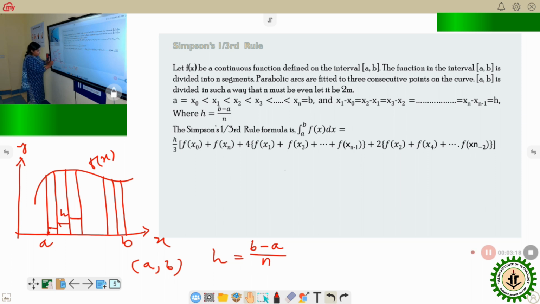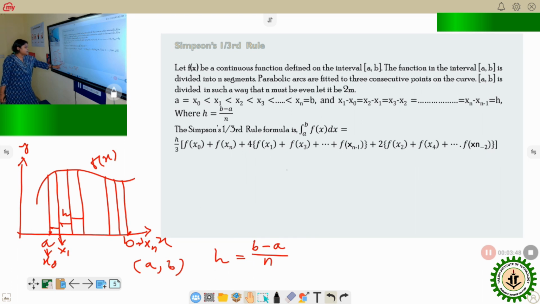Now this point a, suppose we denote it as x0, and the next point, suppose this is x1. In this way, the final value b is nothing but xn. What is x1? x1 is x0 plus h. Similarly, the next point x2 will be x1 plus h. In this way, lastly, xn. And what is xn? xn is xn minus 1 plus h, or x0 plus nh.